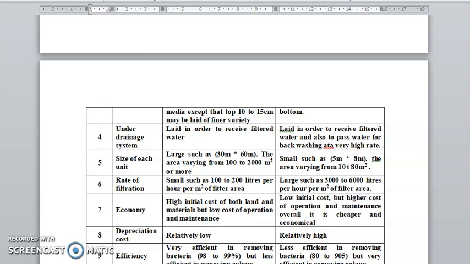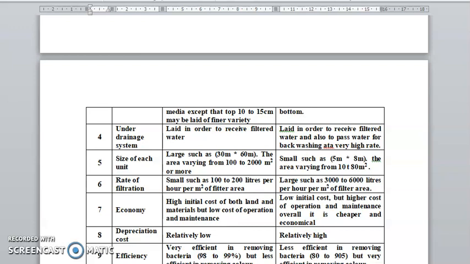Rate of filtration. In the slow sand filter it is small, such as 100 to 200 liters per hour per square meter of filter area. In the rapid filter it is large, such as 3000 to 6000 liters per hour per square meter of filter area.